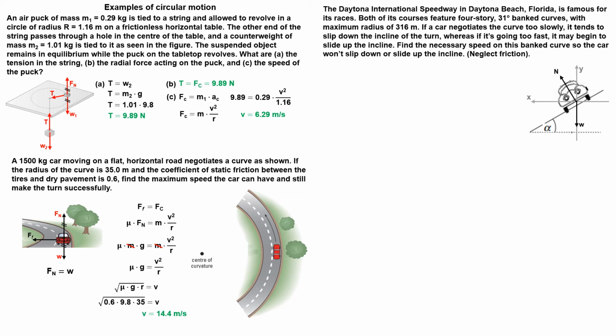If we neglect the friction, the only forces on the car are the gravity and the normal force. The car's weight acts vertically downwards. The vertical component of the normal force must balance the downward weight of the car. And we can solve this equation for the normal force N.